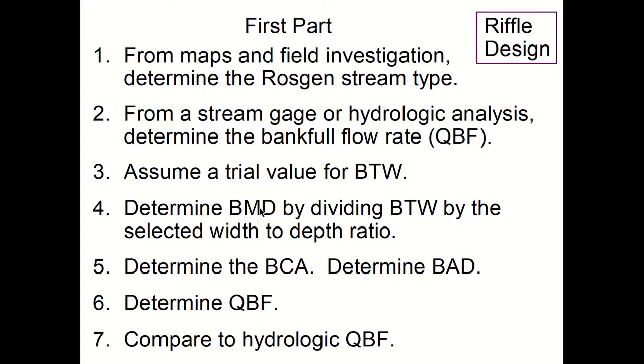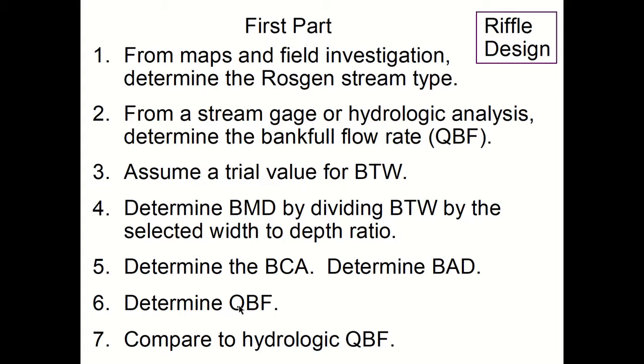Determine the bankful mean depth by dividing the bankful top width by the selected width to depth ratio. The width to depth ratio would come from the Rosgen stream type. Determine the bankful cross-sectional area. Determine the bankful actual depth.